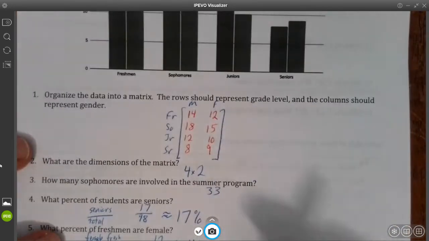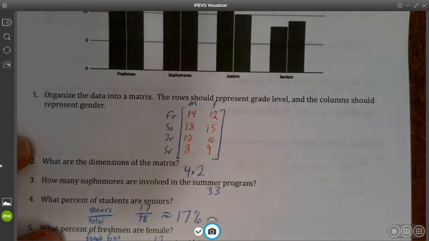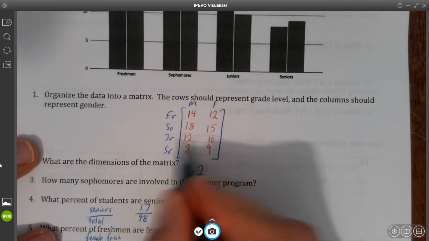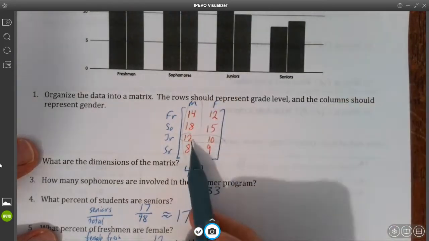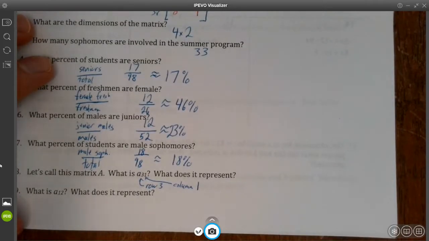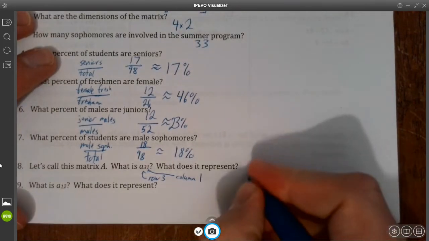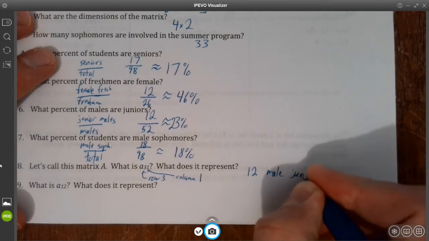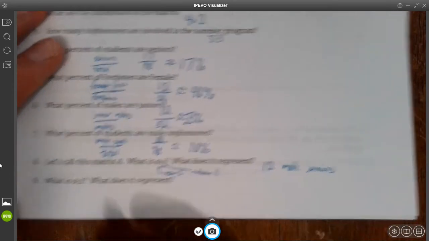So I'll just come up here and I'll look at row 3. Let's grab a pencil. It's for fun. Row 3, column 1, that would be 12. There you go. Row 3, column 1, that's 12. What does it represent? Well, 12. But don't just put 12, right? 12 male juniors.